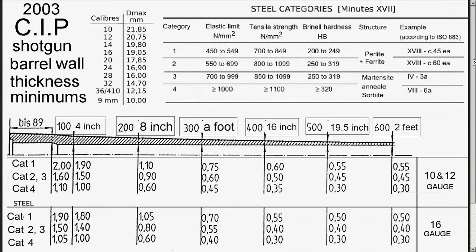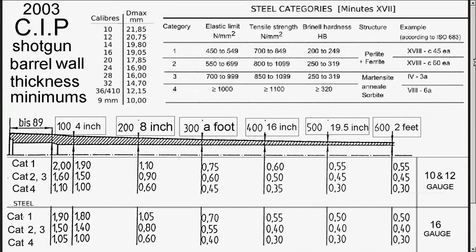The material types that were tested had these characteristics. These were examples. Perlite ferrite group, 2 of them, and martensite annealed sorbite, not sorbet. Anyway, those are categories 1, 2, 3, and 4 with the different intensity levels. Elastic limits in newtons per millimeter squared, tensile strength in newtons per millimeter squared, and Brinell hardness, etc.